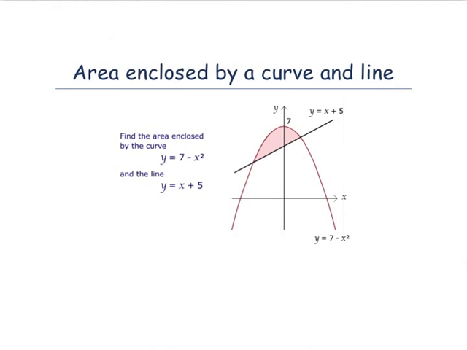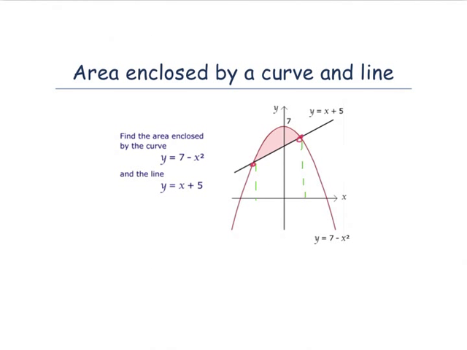To find this shaded section, we need to find the area under the entire curve between the two points there and there, and we also need to find the area underneath the line between those exact two points, and then subtract the two areas to leave us with the bit enclosed. To do that we need to discover the value of this point here and this point here.